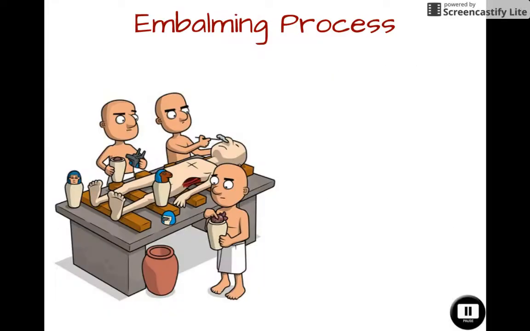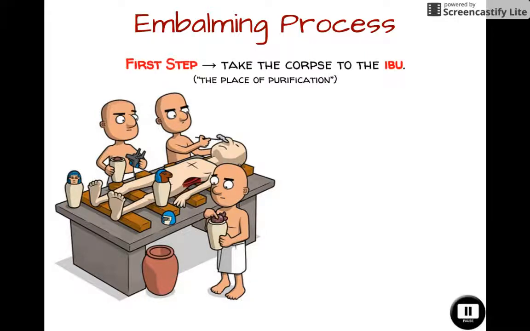So we're going to look at this embalming process, and we're going to make this overly simplified. It's a little bit more complicated than what I'm going to present, but this is kind of just the SparkNotes edition of embalmment. First, we're going to take the corpse to the Ibu, and the Ibu is the place of purification. And once we get it there, we're going to wash down the body with wine and Nile water.